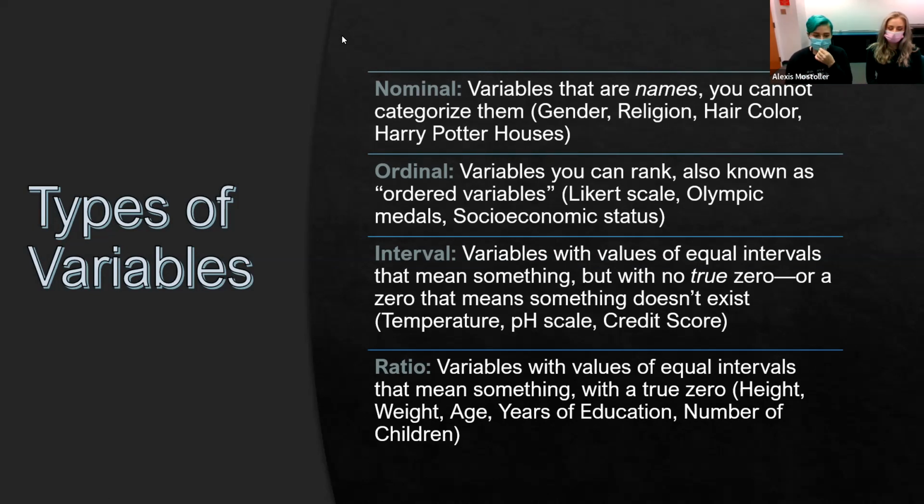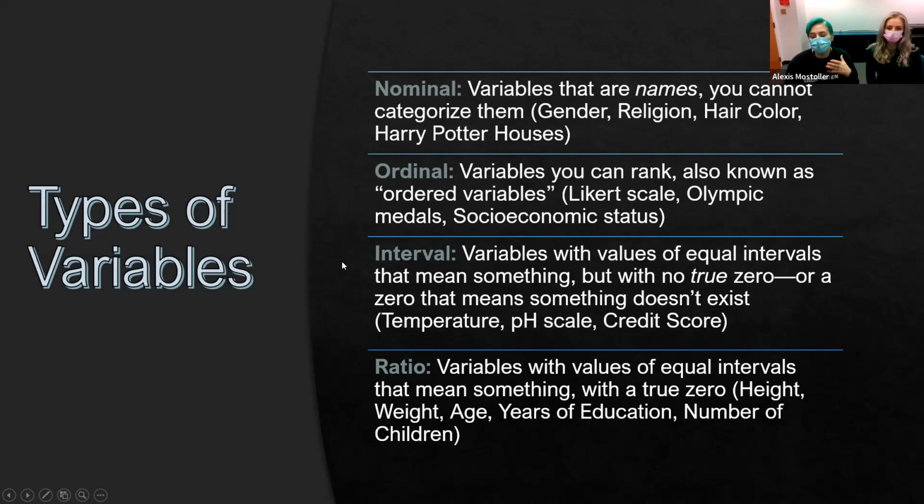They're just names. Ordinal, however, you can rank. So there's not really an even number. They're not equally distributed between them. But if you have a Likert scale, so you have agree, disagree, strongly disagree, things like that. You have Olympic medals, you have gold, you have bronze, you have silver, or socioeconomic status. You can have lower class, middle class, upper class. So you can understand that there's a ranking, but there's not a specific numerical number that divides between these values.